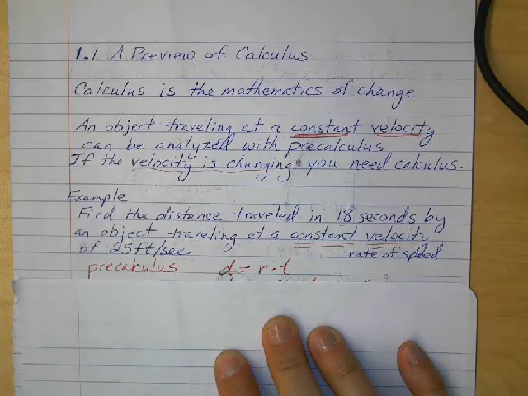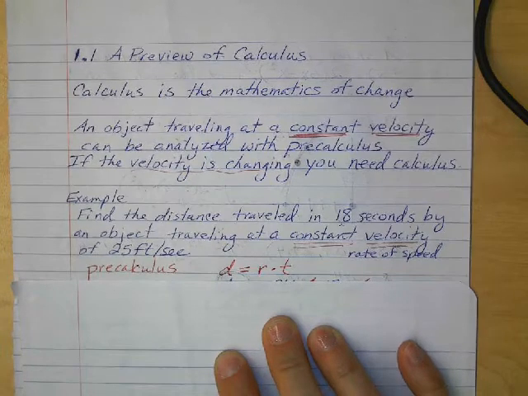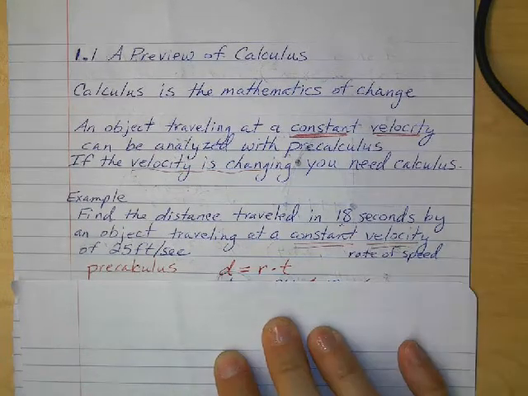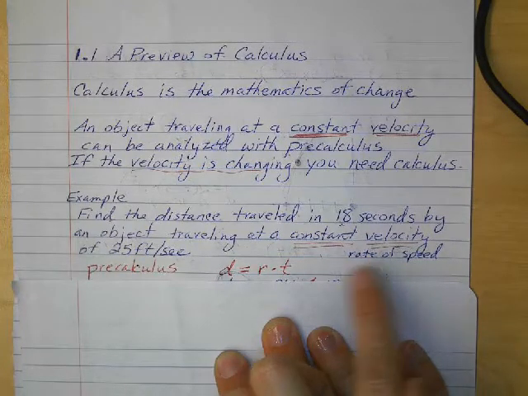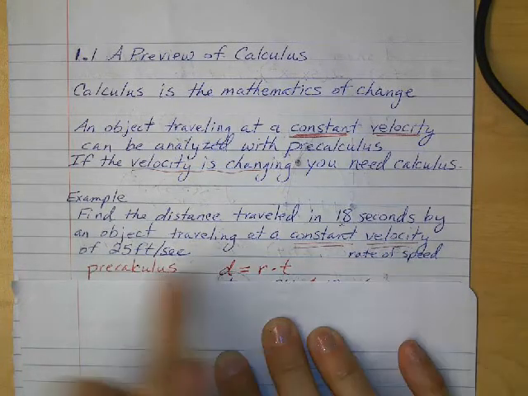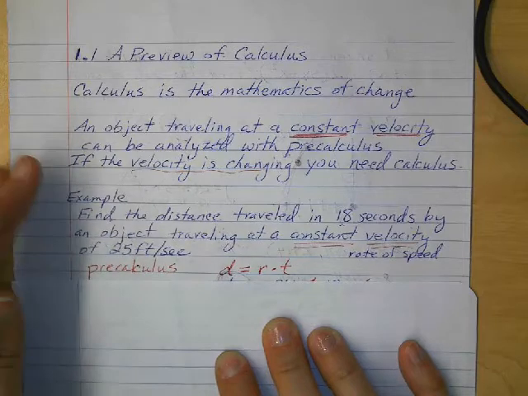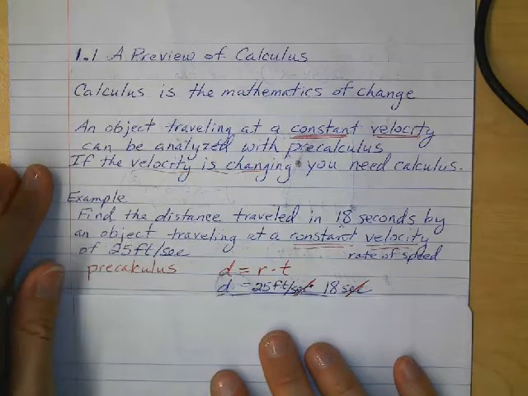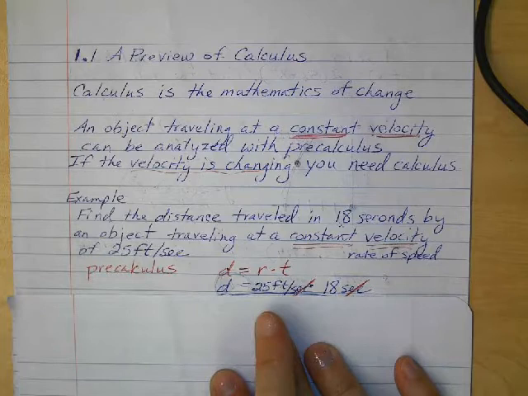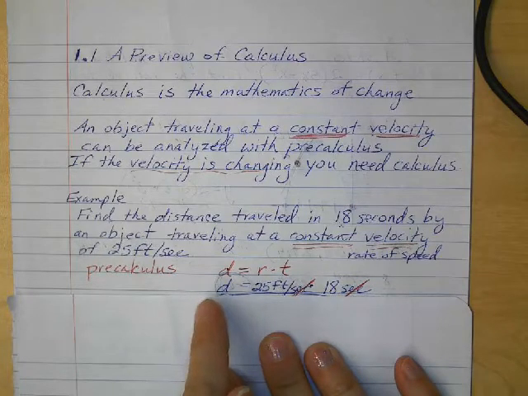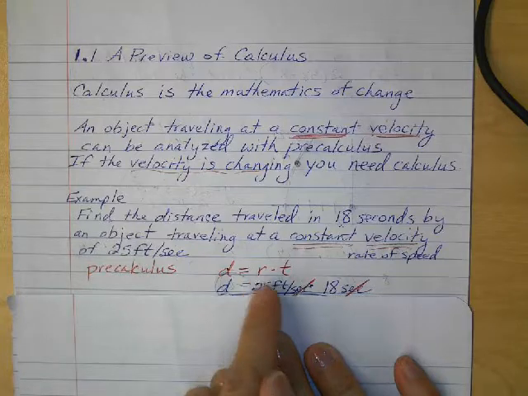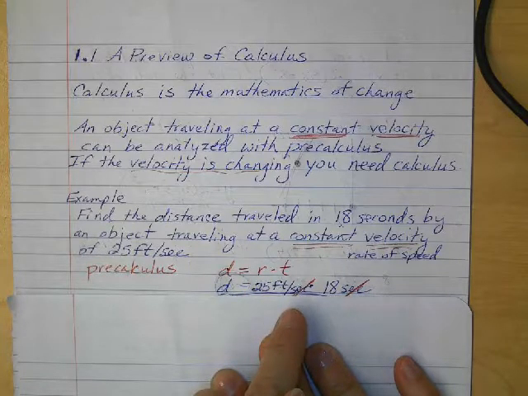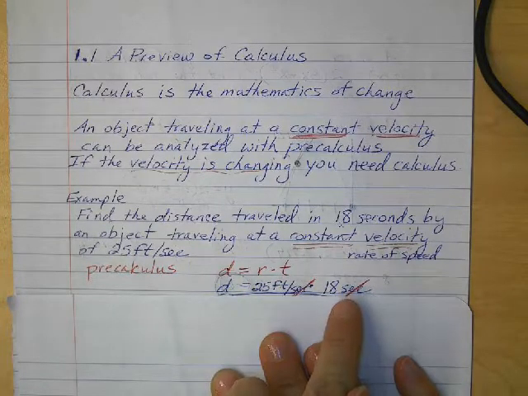So it's just a distance equals rate times time problem. They give you the time, 18 seconds. They give you the rate, because a velocity is a rate of speed. They give you the rate, 25 feet per second. So you simply plug those numbers in. We don't know the distance. We're trying to find the distance. The rate is 25 feet per second. The time, they gave you 18 seconds.